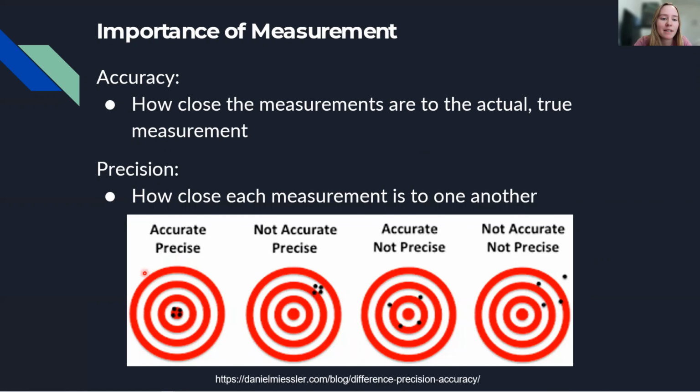Here on the left, we can see if the target is in the center, then this would be considered both accurate and precise. If we see over here, this is precise, but it's not accurate because it's not hitting the center. And this is accurate because it's around the center, but it's not precise because all points are in different areas of the target. And this is neither accurate nor precise. It's not around the center and the points aren't together.